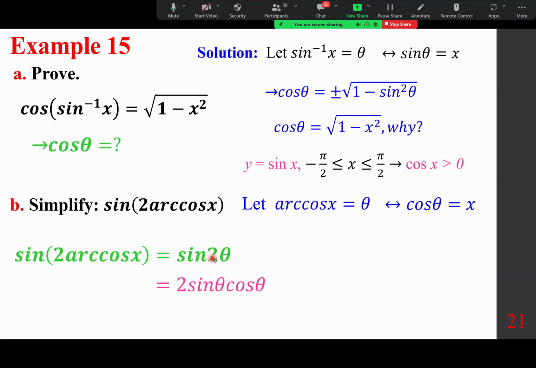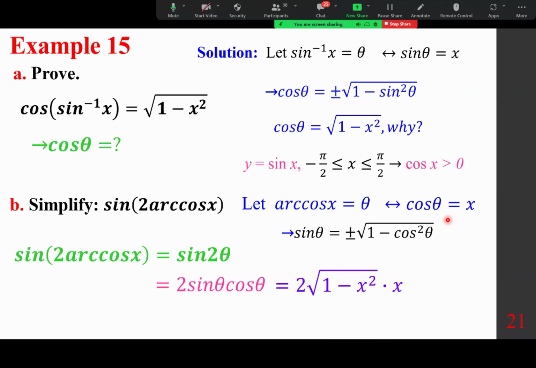And so 2 sine theta cosine theta, and we have cosine theta. So far so good, but we don't have sine theta. And sine theta is plus or minus the square root of 1 minus cosine squared theta, by the Pythagorean identity. Which one do we choose for sine, positive or negative? We choose the positive. So 2 sine theta, we choose the positive square root of 1 minus cosine squared. We replace the cosine with x, and then times cosine theta, which is x, and we rewrite it in this fashion.